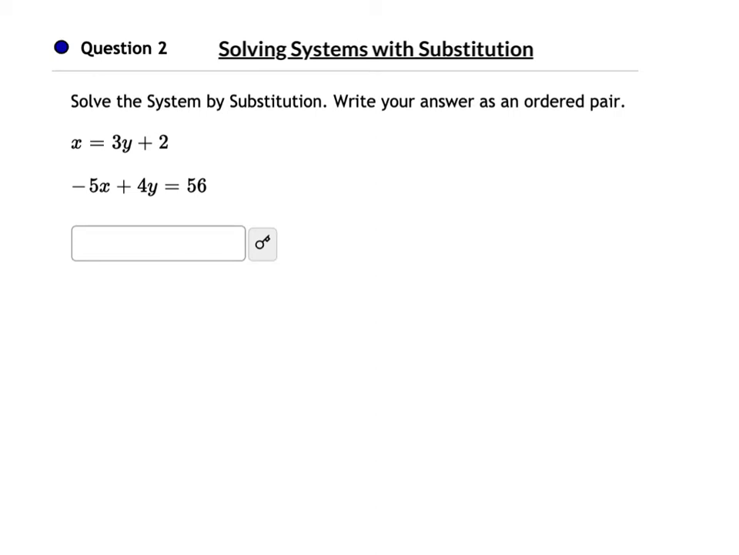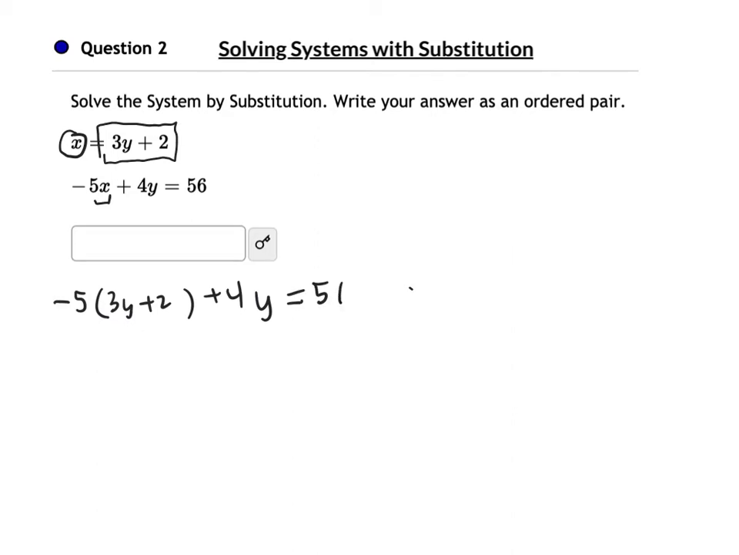In the last question, y was by itself. You must have a variable by itself, but it can be either variable, any variable. X works just fine. X is by itself. I know that x is the same thing as 3y plus 2. That means I can replace x right here with 3y plus 2. You need parentheses. Negative 5 times x. X is equal to 3y plus 2, plus 4y equals 56.